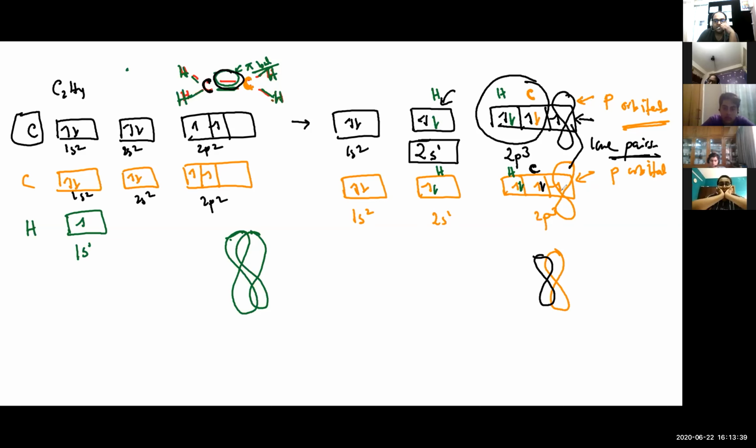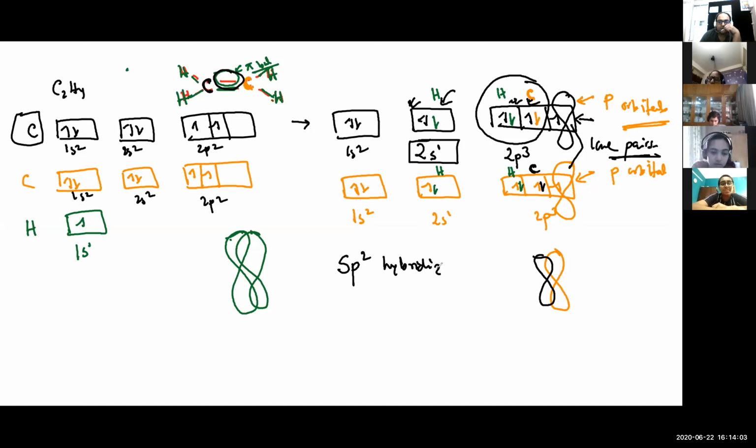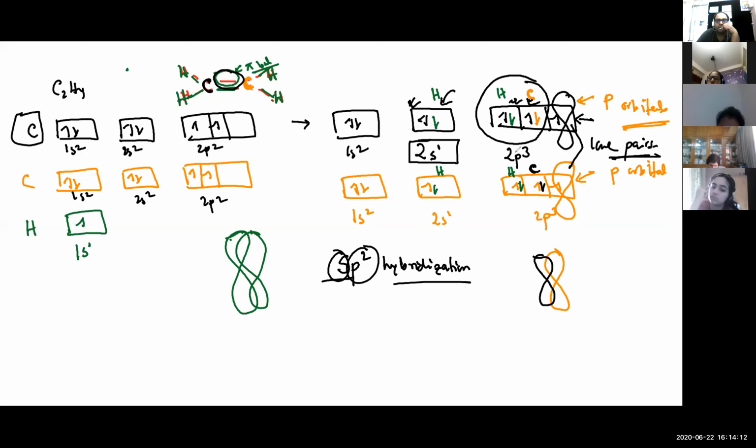In the formation of sigma bonds, how many orbitals are involved? One s and 2p are involved. What is their hybridization? This is sp2 hybridization. Why? Because during this hybridization, 1s was involved and 2p was involved.